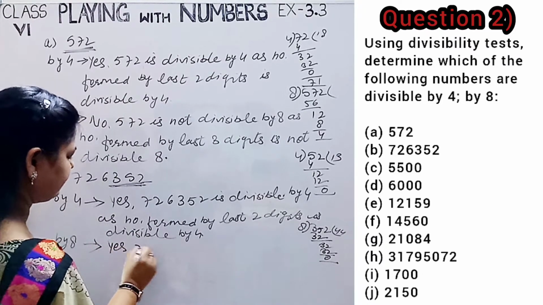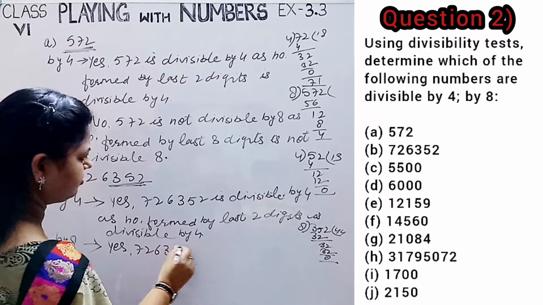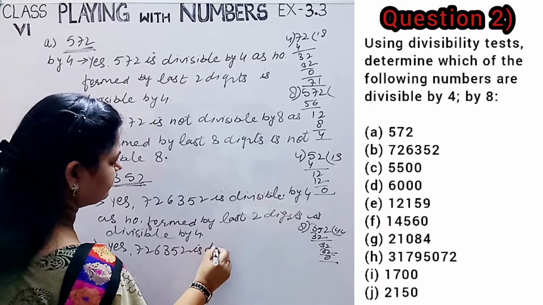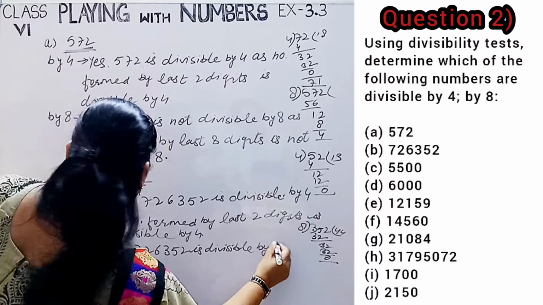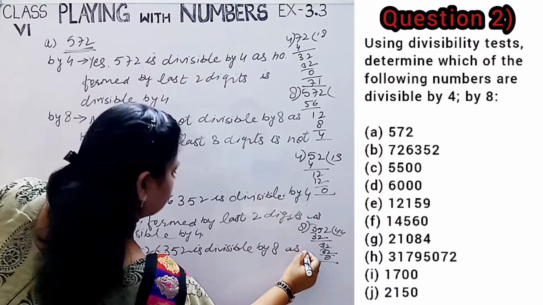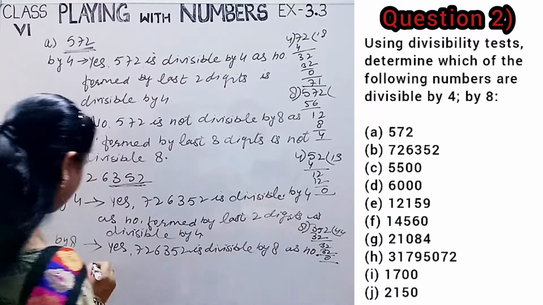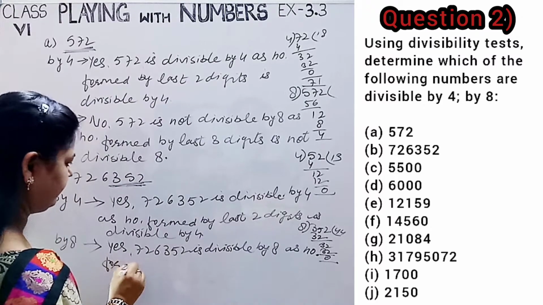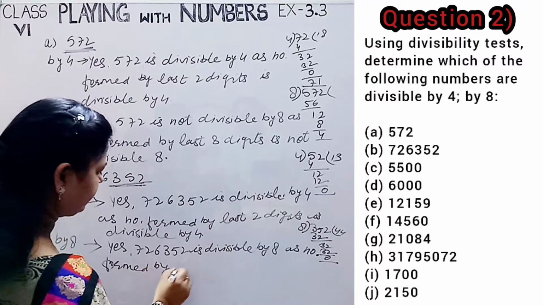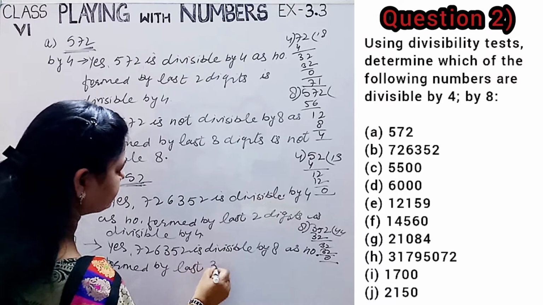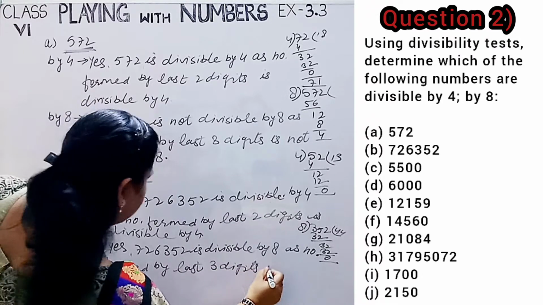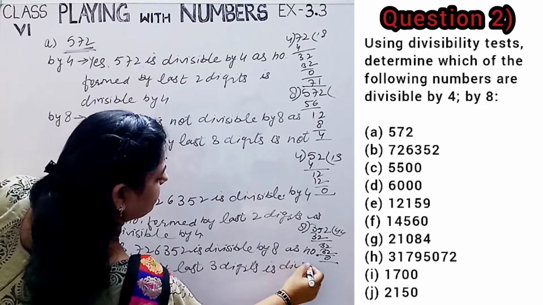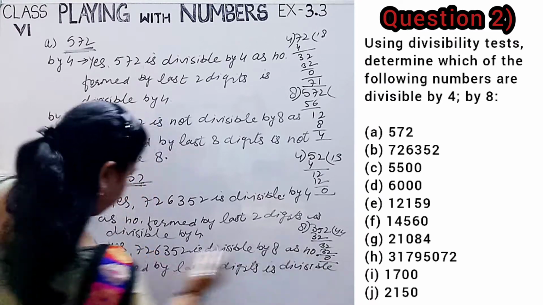Yes, 7,26,352 is divisible by 8 as number formed by last three digits is divisible by 8. Here 3 digits we have to take. Last 3 digits is divisible by 8.